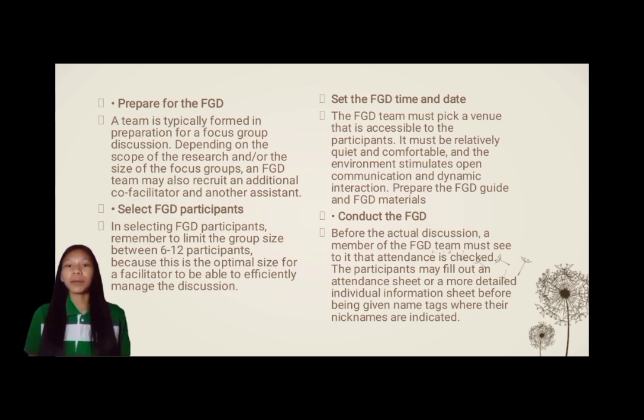Select FGD participants. In selecting FGD participants, remember to limit the group size to between 6 to 12 participants, because this is the optimal size for a facilitator to efficiently manage the group discussion. Set the FGD time and date. The FGD team must pick a venue that is accessible to the participants, and it must be relatively quiet and comfortable, and the environment should stimulate open communication and dynamic interactions. Prepare the FGD guide and FGD materials.